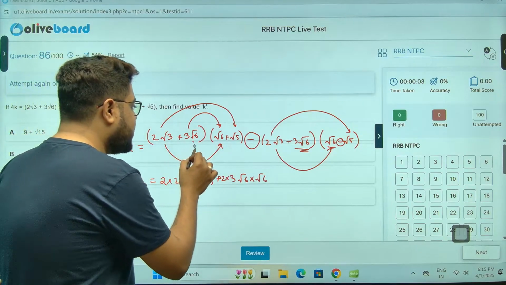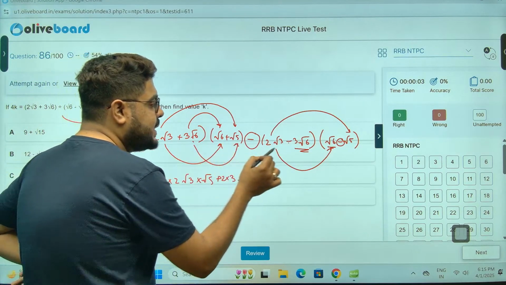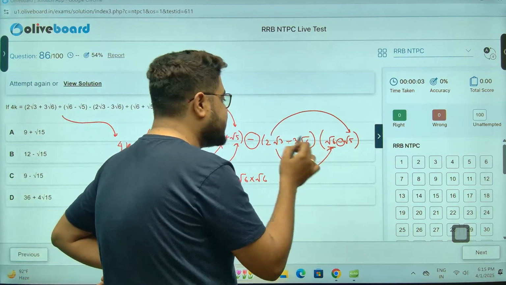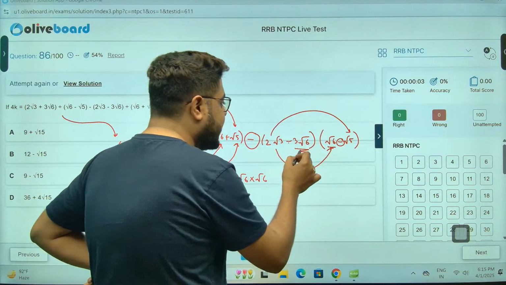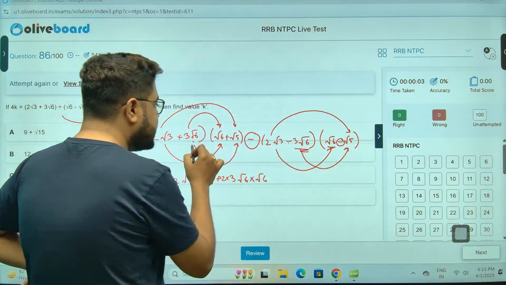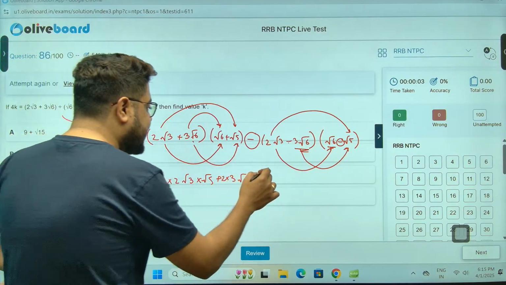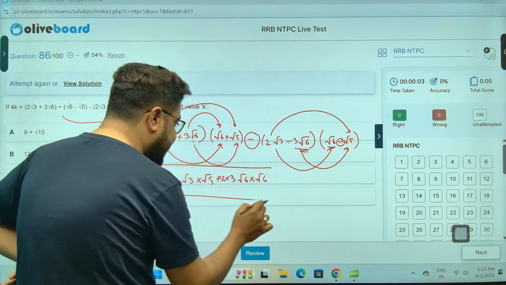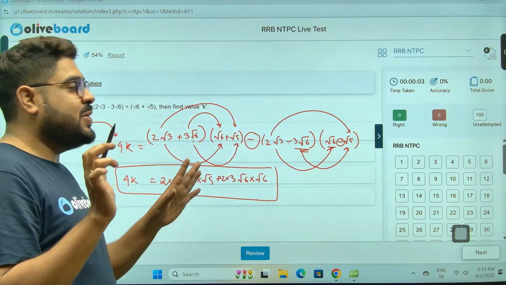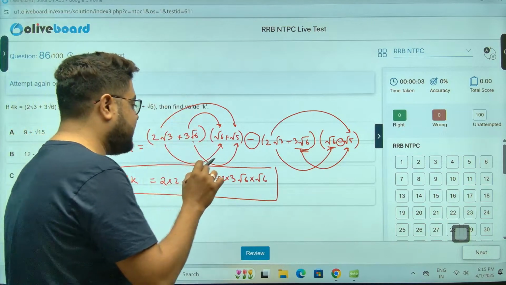And so 3 root 6 into root 5 plus 3 root 6 into minus root 5. Minus into minus is plus, minus of plus is minus. Sir, again 3 root 6 into root 5, 3 root 6 into root 5, it will cancel. So only I'll get this. Please understand.